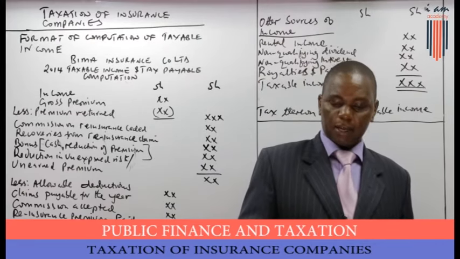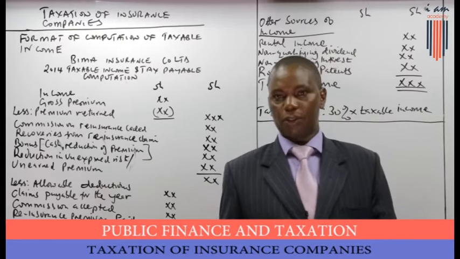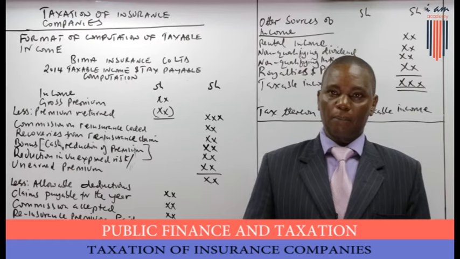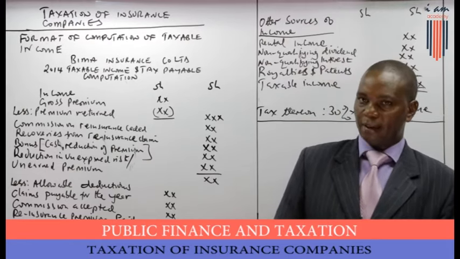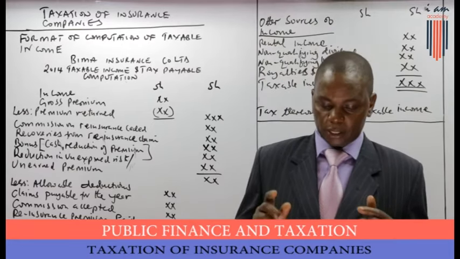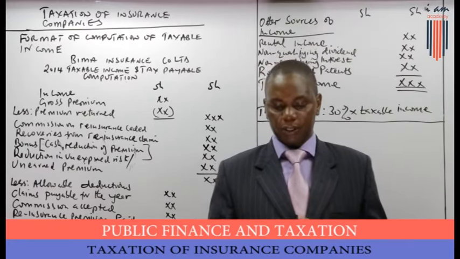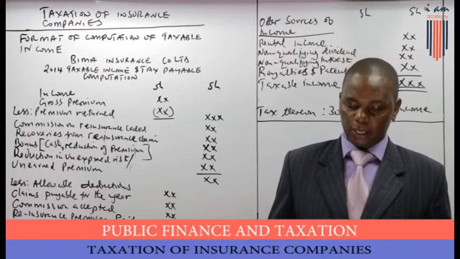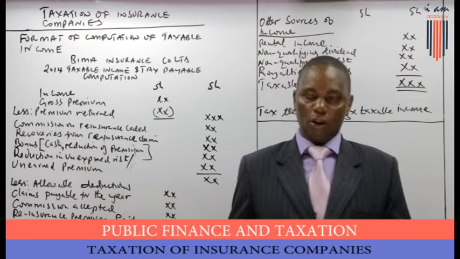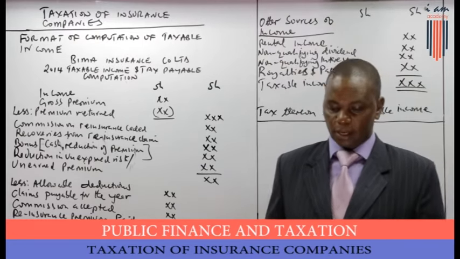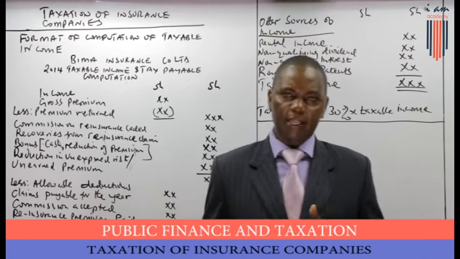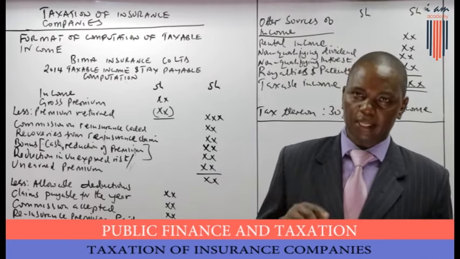The sixth item is reductions in provisions for an expired risk or unearned premiums, provided the provisions are arrived at using actuarial principles. So this reduction in the provisions for unexpired risk or unearned premiums is also considered to be part of the taxable income. We will be explaining the meaning of the reserve for the unexpired risk as we proceed with the discussion. So basically, those are the items that will form the taxable income of the insurance company.